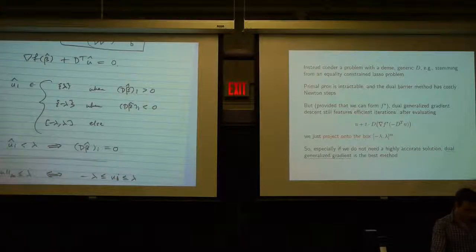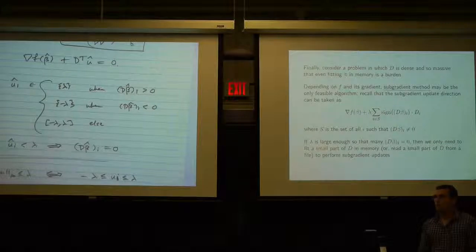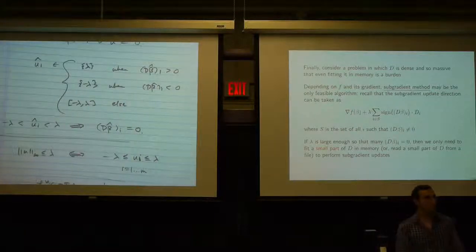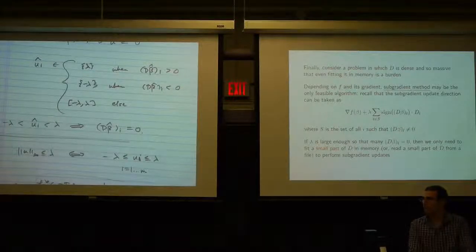Okay, and our last example, let's suppose that D is so dense and so massive that even putting it in memory is a problem. So we couldn't even do matrix multiplication by D, because let's just suppose that operation itself is troublesome. So what can we do at this point? Well, of course, the barrier method's out, right? If we can't do matrix multiplication, we can't do linear system solves.